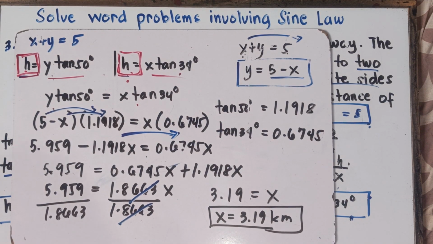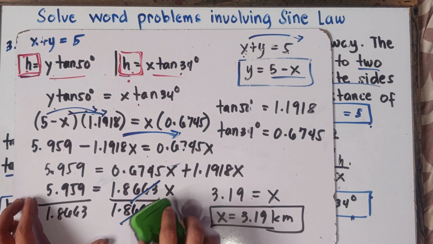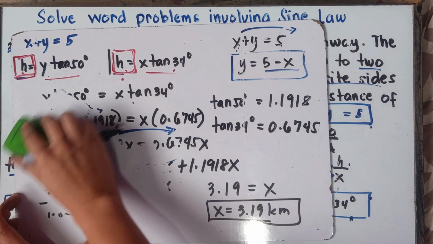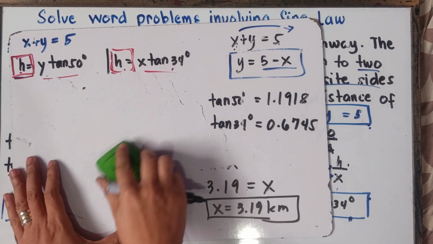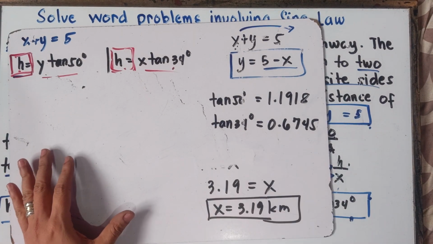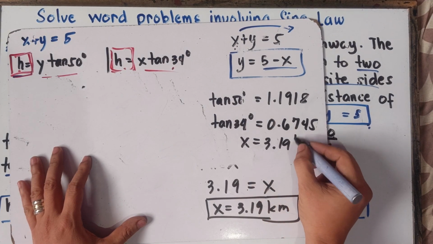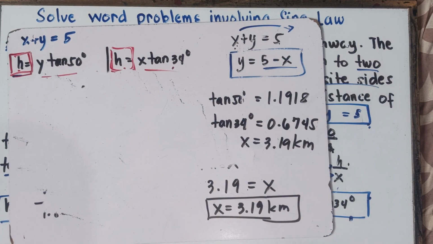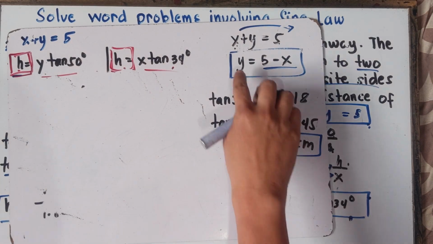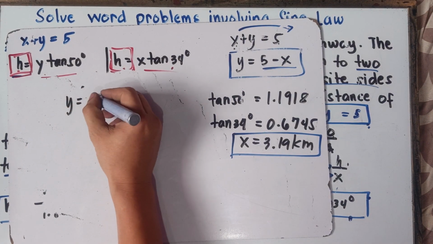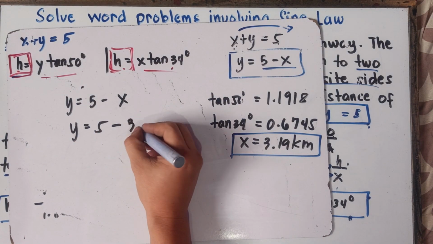So, alright, I'll be erasing this one, class. You pause the video. I'll be erasing this one because we don't have enough space, class. Alright, so let me just erase this one. Alright, so the value of x is equal to 3.19 kilometers. Therefore, to get the value of y, simply use this equation. Y is equal to 5 minus x. So y is equal to 5 minus the value of x, 3.19.